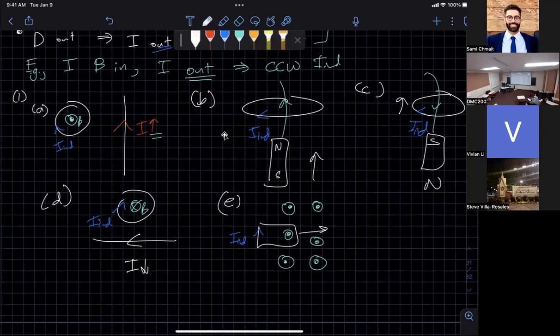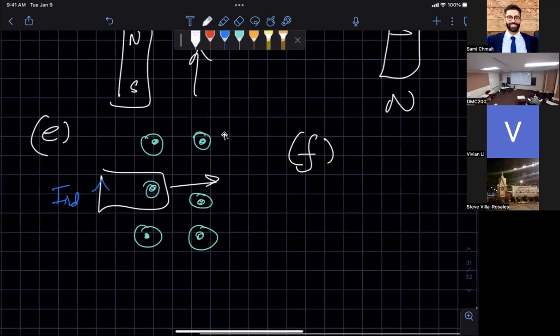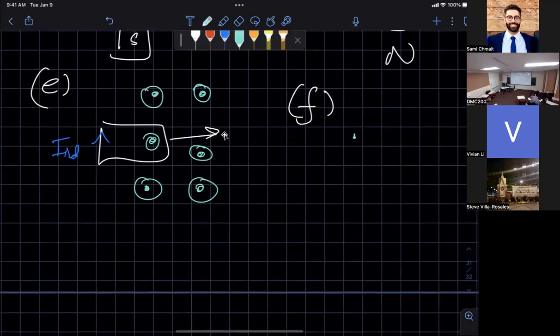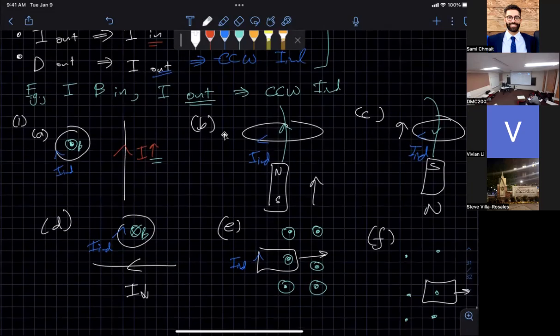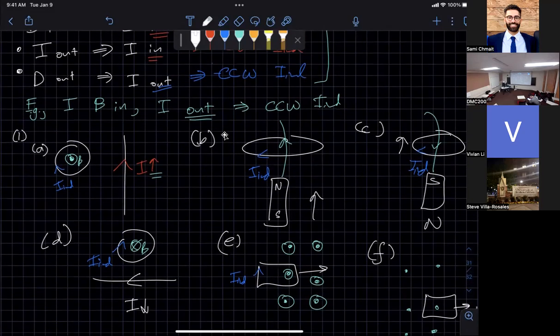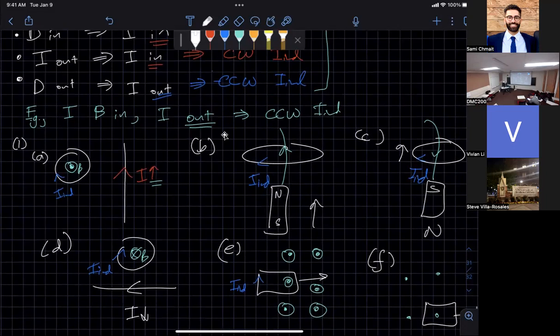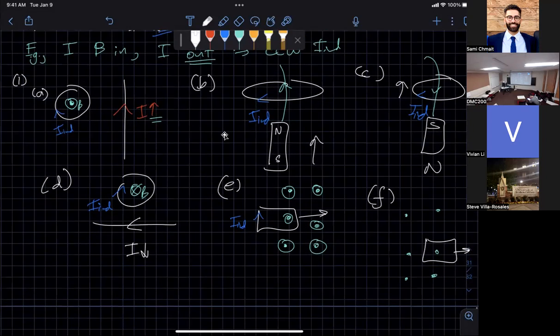And then finally, this is similar, where now we have this rectangle exiting this field where the field is pointing out of the page. So we're going to be decreasing the amount going out. So we need to increase the amount going out, and this one will be counterclockwise. Oh, I wrote counterclockwise. I meant I induced.